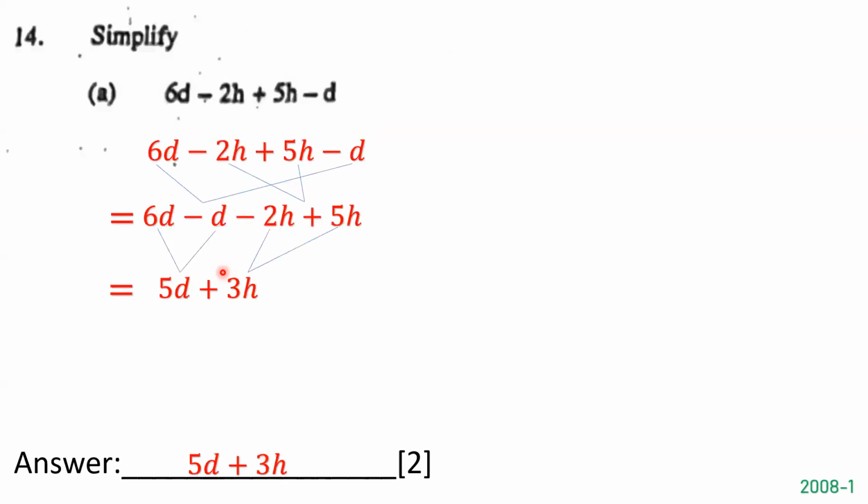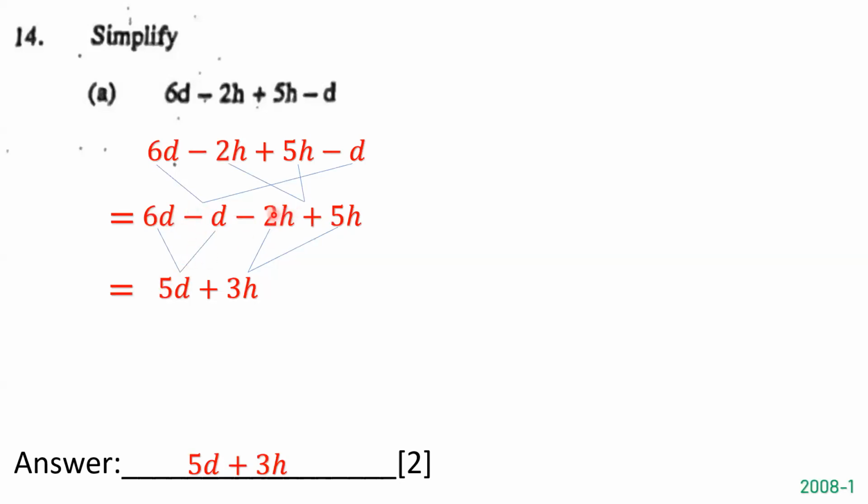Moving right along, we have this question. And here the instruction is simply to simplify. We have to simplify this algebraic expression. Notice how we have 6d minus 2h plus 5h minus d. So we're going to bring the d's together. We have 6d minus d, so we're going to bring them together. And then we have negative 2h plus 5h, so we're going to bring them together as well. And so we say 6d minus d, which is really saying 6d minus 1d, and that's 5d.